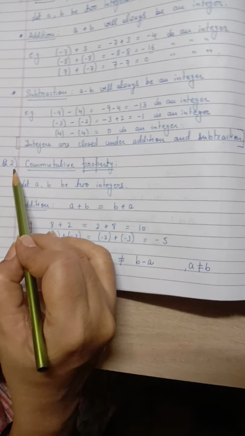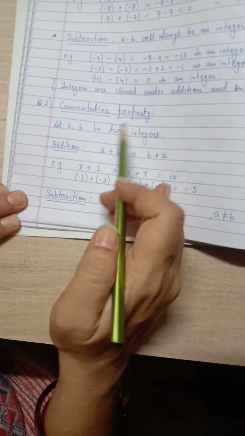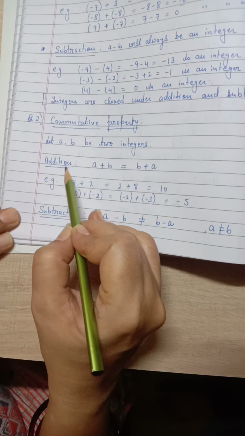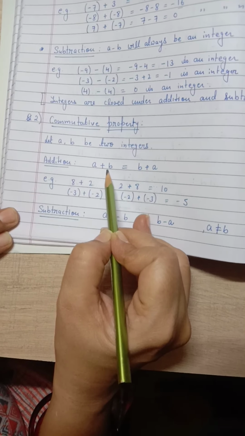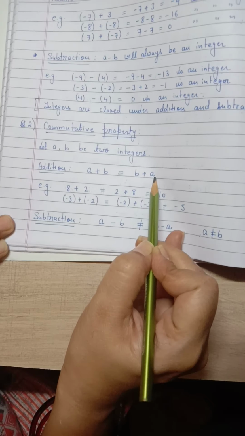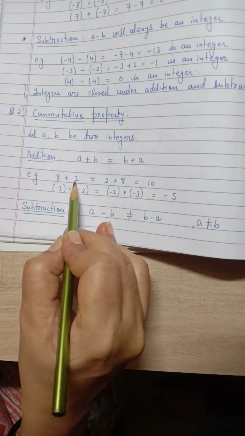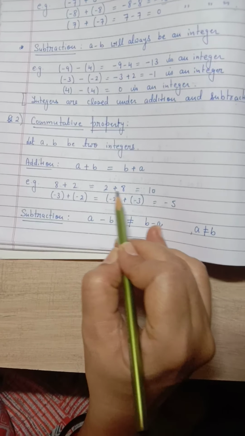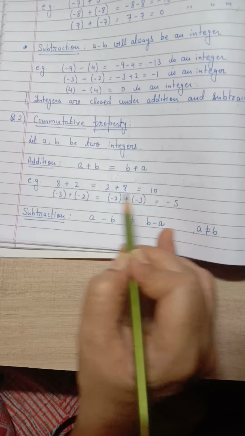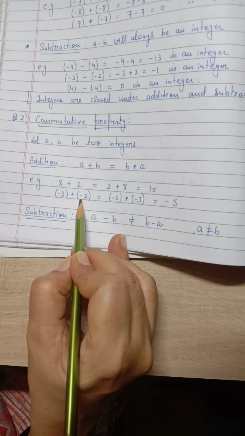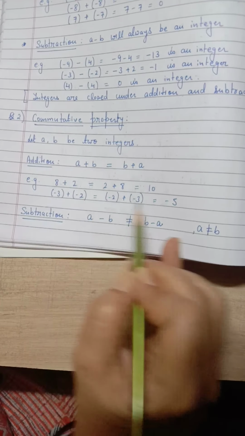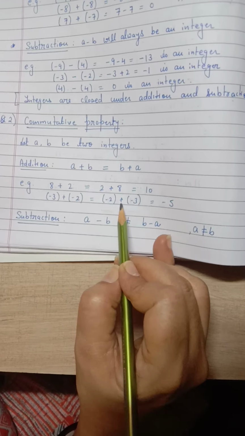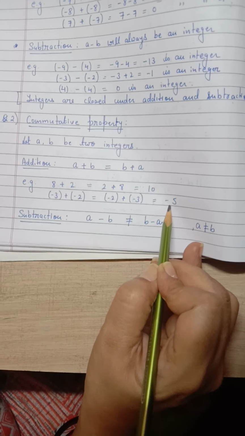Now come to property number 2, that is known as commutative property. Let a and b be two integers. Now check the property for addition first. a plus b should be equal to b plus a. Take one example, 8 plus 2. 8 plus 2 is 10, and when you are changing the order of 8 and 2, 2 plus 8 is again 10. Similarly, -3 plus -2, when you are adding -3 to -2, you are getting -5, and when you are changing their order, -2 is added to -3, again it is -5.